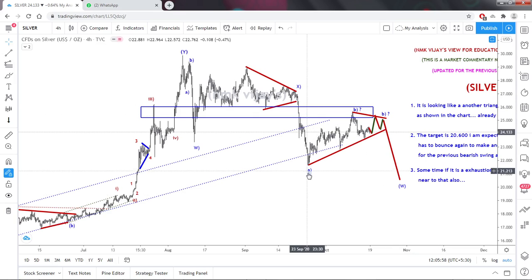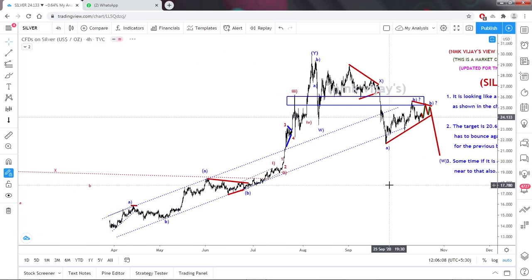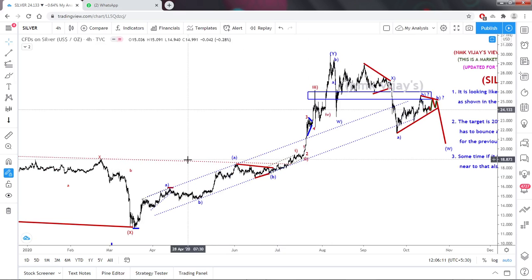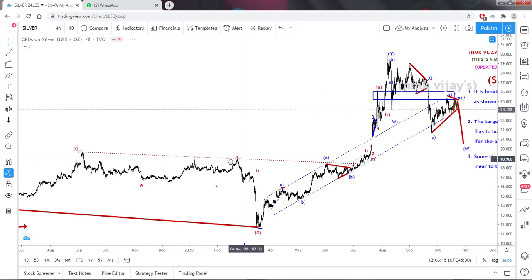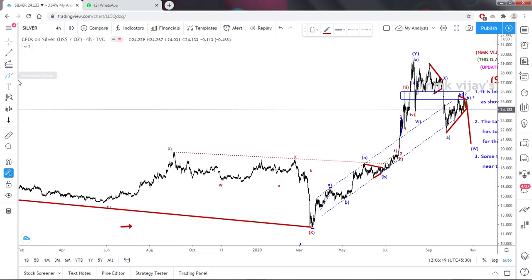In case either this is an A, B, then C can be very fast, like this kind of price action can occur and exhaustion will happen here. So at that time there is a support zone, nearly 18,800 to $19 only. This is the maximum, and this is the first support and the major support zone.